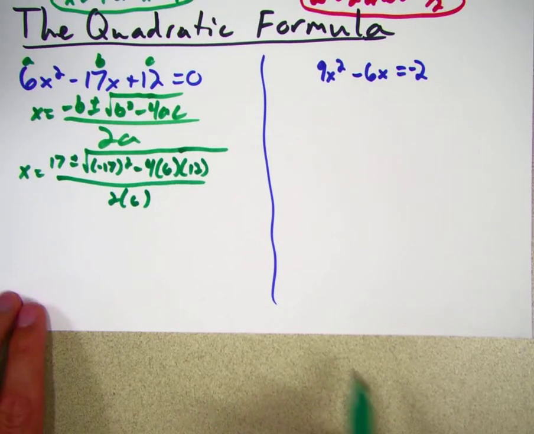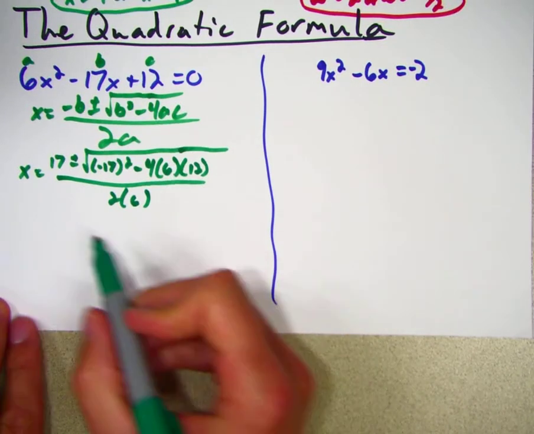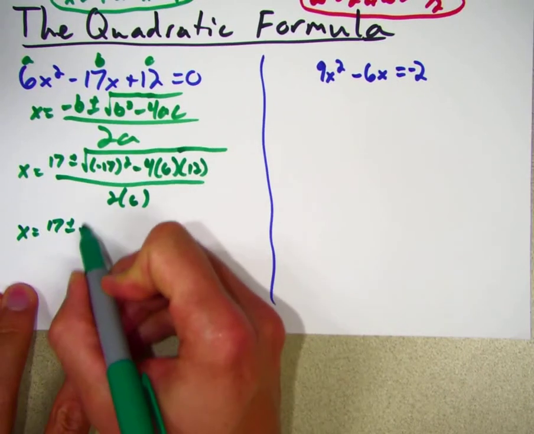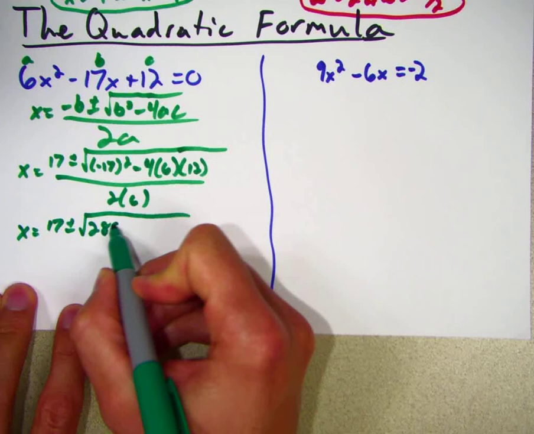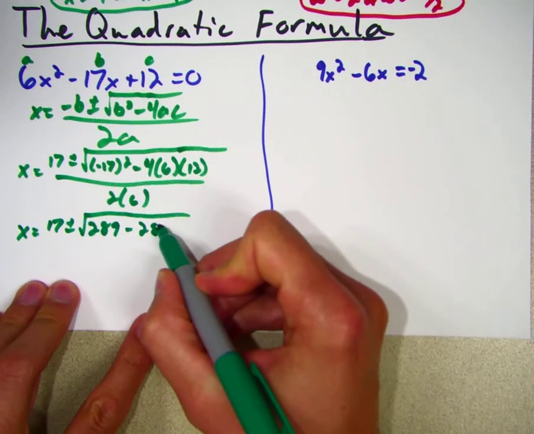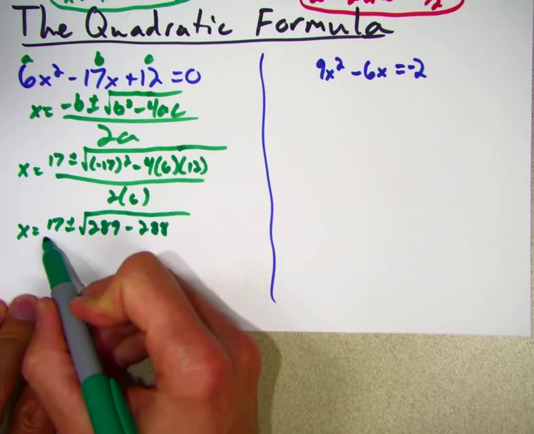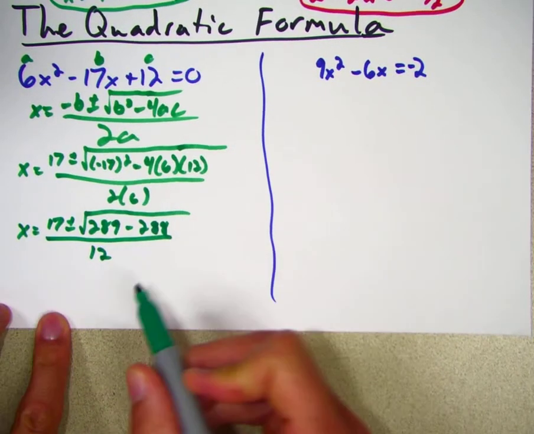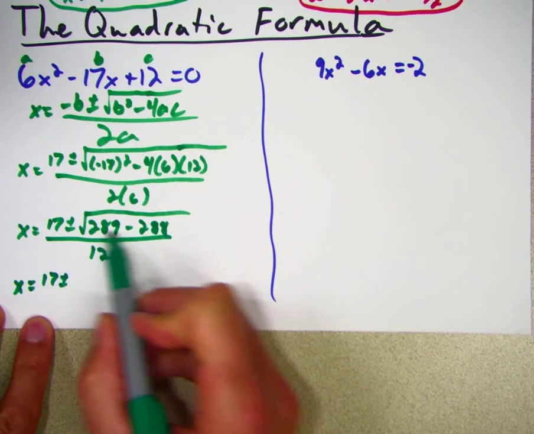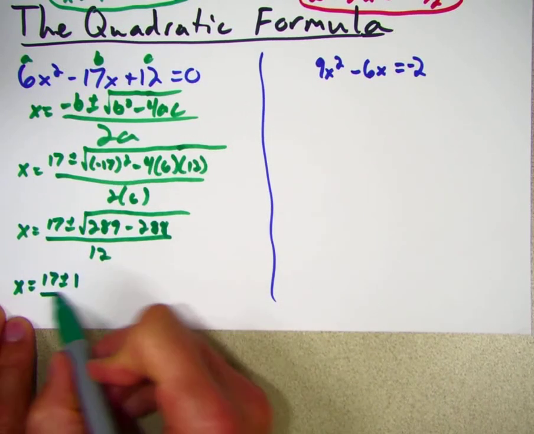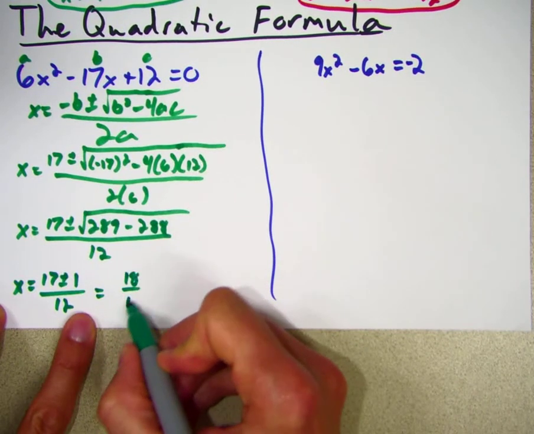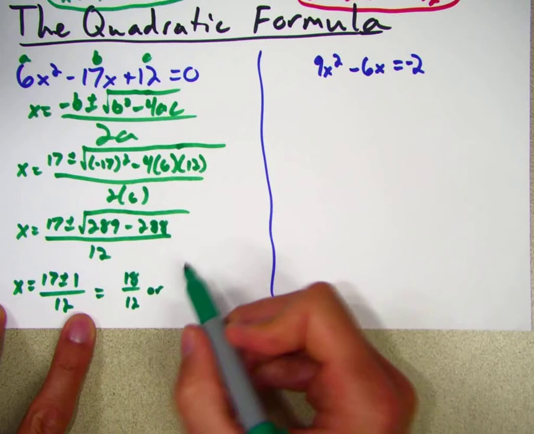All right, this is going to take a little extra space, so we'll just kind of keep working it out. This is going to be x equals 17 plus or minus square root of 289 minus 288 all over 12. So x is going to equal 17 plus or minus. This is 1, and the square root of 1 is 1, so I'm just going to go ahead and write that. All right, so we're going to have 18 over 12, and then also 16 over 12.